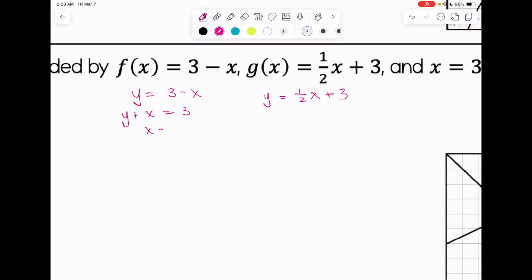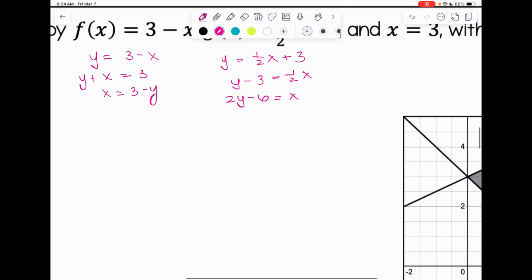So over here I have x is equal to 3 minus y. I move the x over, and then move the y back to the other side. Over here, I'm going to subtract the 3 over, and then I'm going to multiply everything by 2 in order to get rid of that fraction. So I have x equals 3 minus y as the first, and x equals 2y minus 6 as the second.